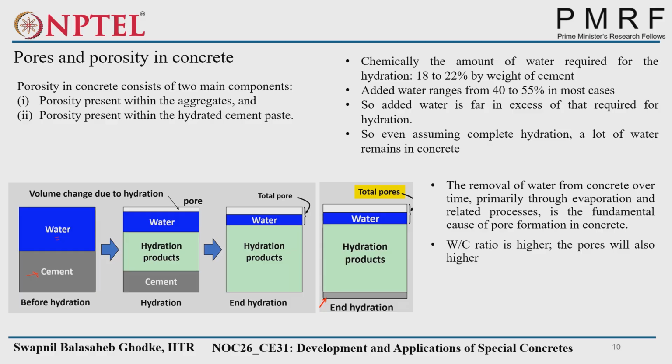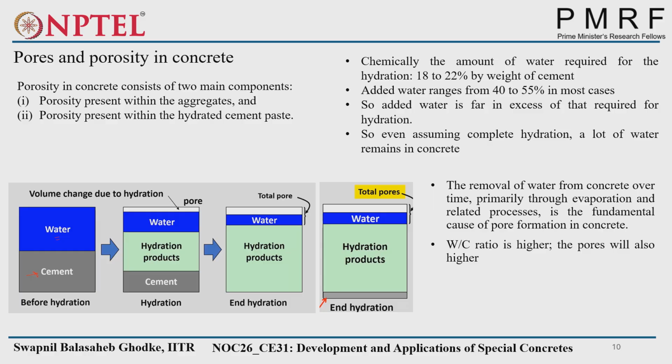Bleeding, actually, is what will happen. Most of the water will come up above the surface. So that will create a higher water content on the surface. Maybe the surface part will have, after the evaporation, more pores compared to the core.